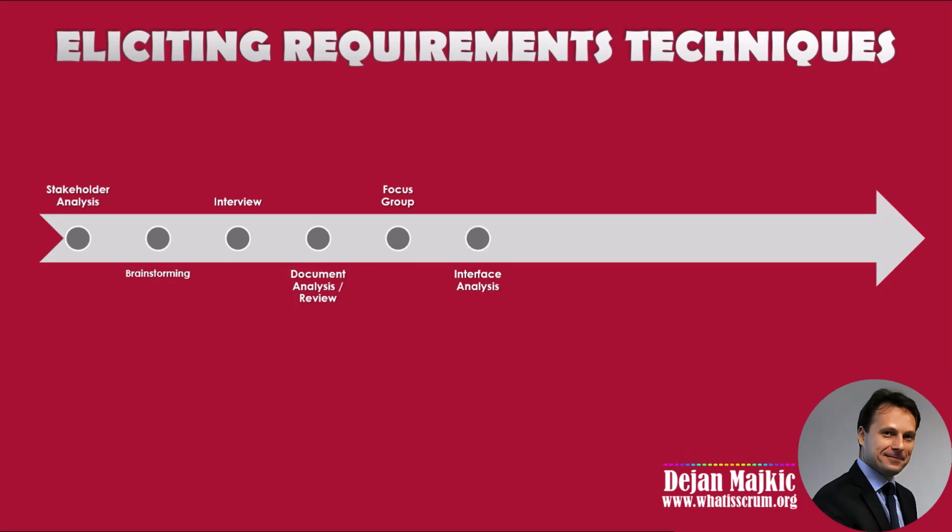Interface analysis. Interface analysis is used to review the system, people, and processes. This analysis is used to identify how the information is exchanged between the components. I like this one, observation.